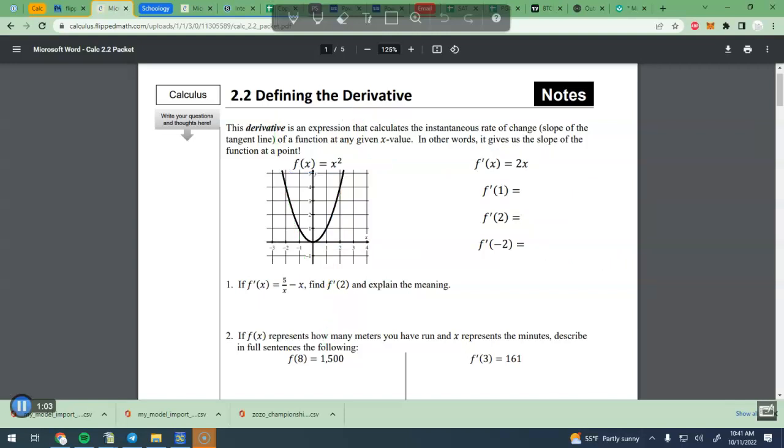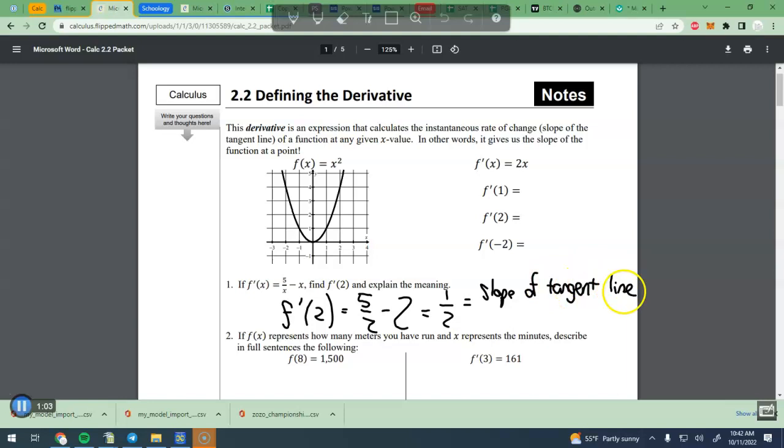Number 1 is saying, here's your derivative. Find the derivative when x equals 2 and explain what it means. So f prime of 2 will be 5 halves minus 2, which is 5 halves minus 4 halves, so 1 half. And that's the slope of the tangent line, or you could say instantaneous slope.